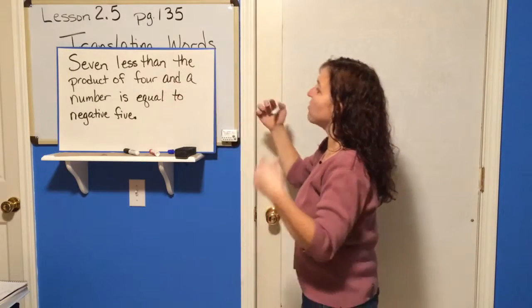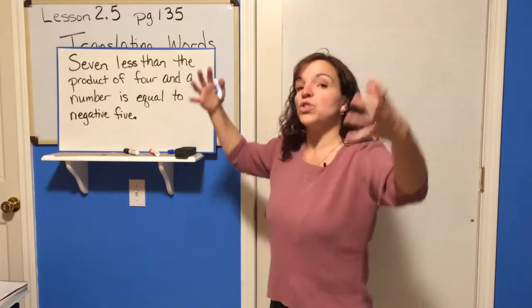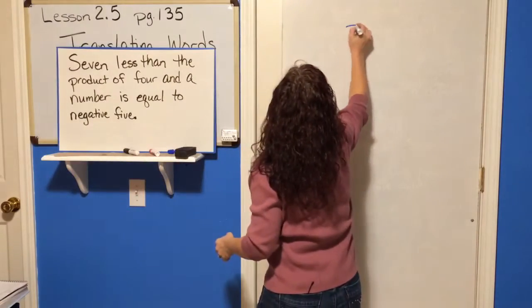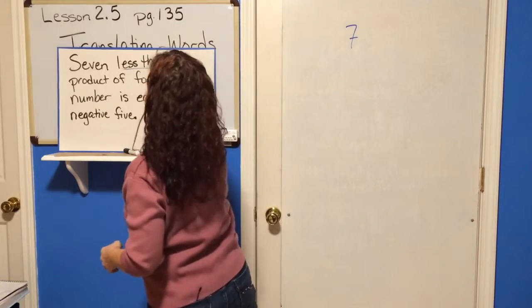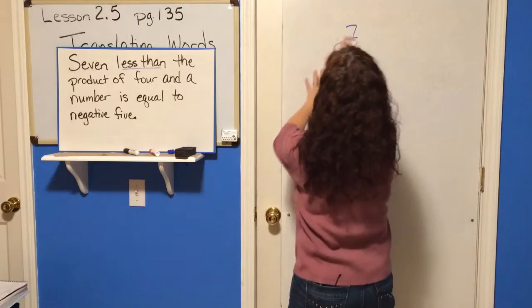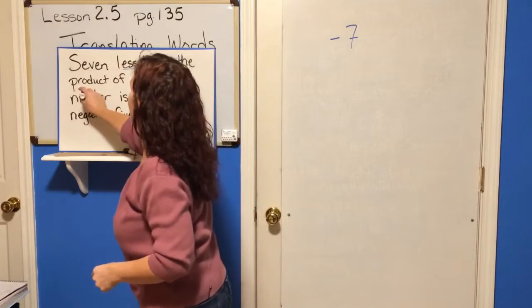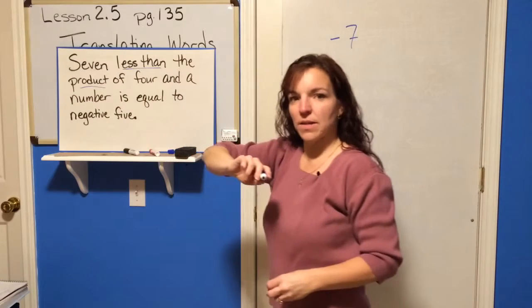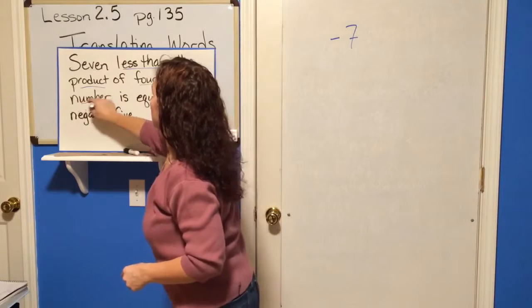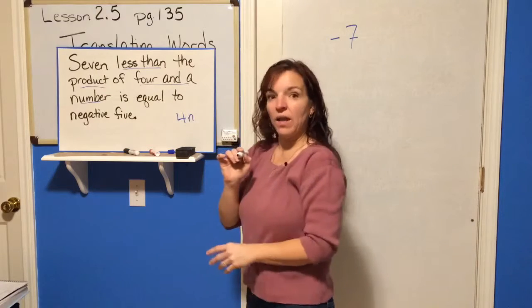7 less than the product of 4 and a number is equal to negative 5. You can do this. So don't get overwhelmed with all the words. Go one by one and look, well, 7, that's easy. That's just the number 7. Okay, so you write down 7. 7 less than means you're going to subtract, but remember it means that the subtract is in front, okay? 7 less than the product means you're going to multiply something. 7 less than the product of 4 and a number. So the product of 4 and a number is 4 times a number, so 4n.